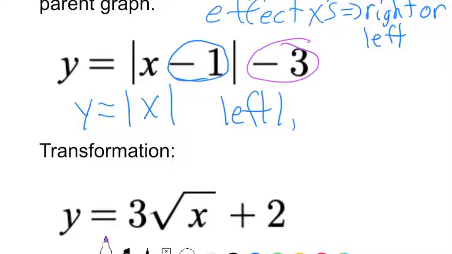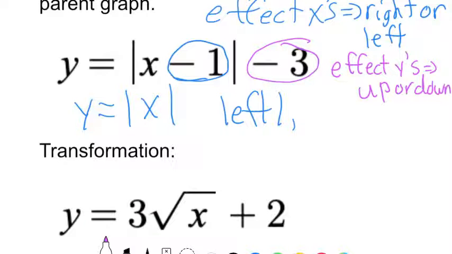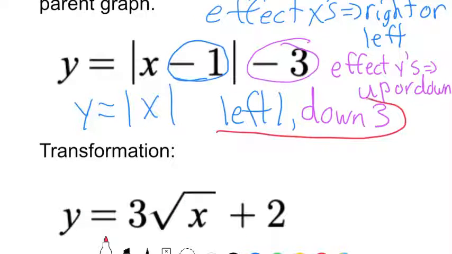Now this -3 is on the outside. If it is on the outside, away from the x, we're good little children. We're going to be obedient, and we're going to affect the y's. So if we affect the y's, then we're moving up or down. So because we're good little children, we're going to be obedient. That negative is telling us to go down 3. And there is our translation.